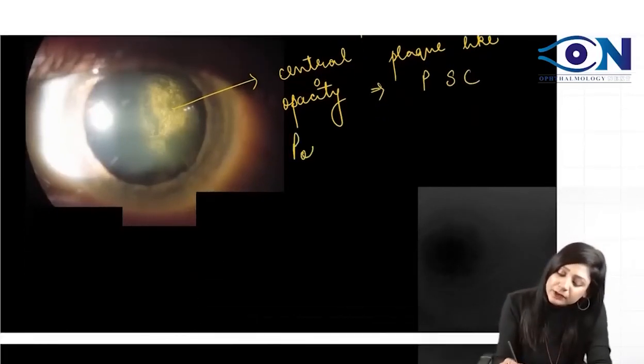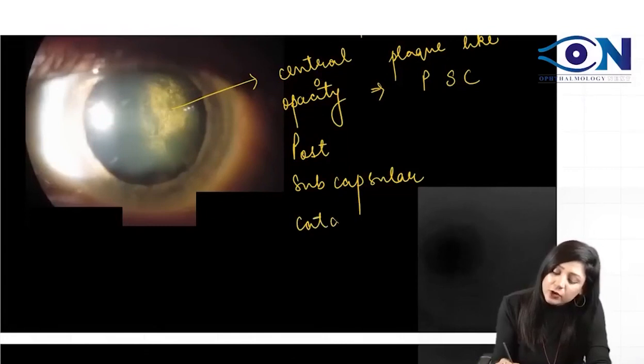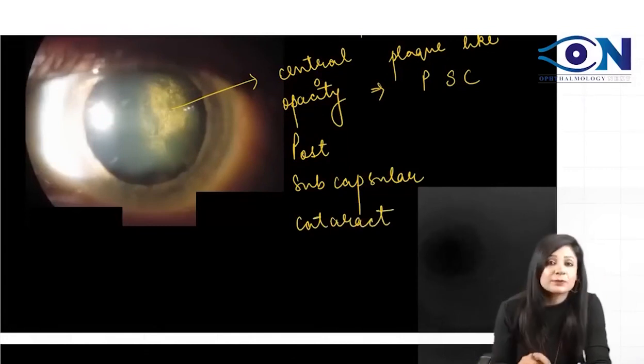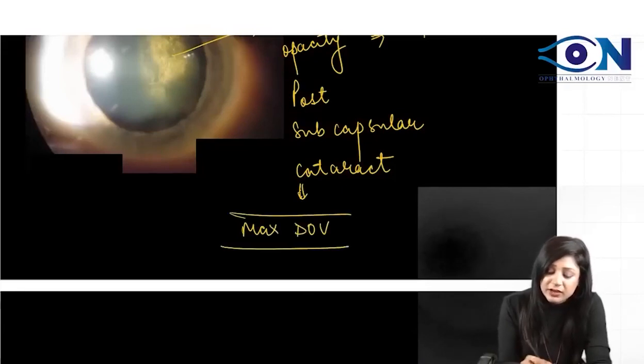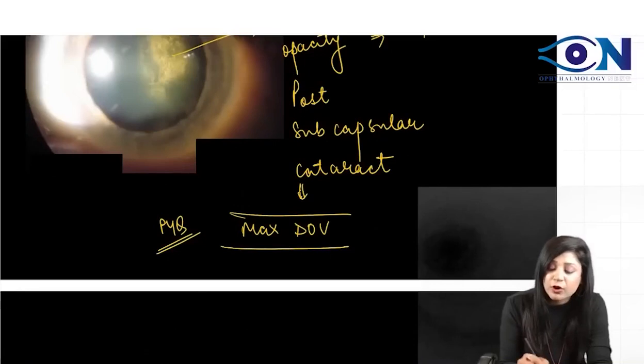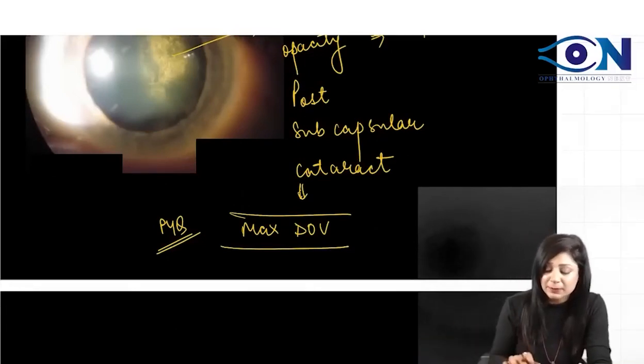Posterior subcapsular cataract. Now another important thing is, what are the causes of this posterior subcapsular cataract? Because this causes the maximum diminution of vision. So the morphology, again an important PYQ, the morphology which causes maximum diminution of vision is this posterior subcapsular cataract.